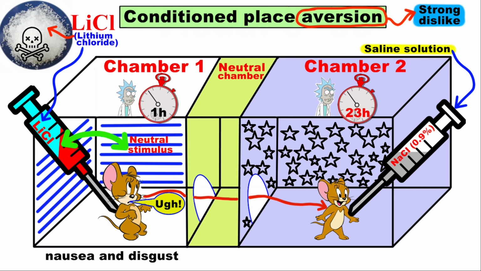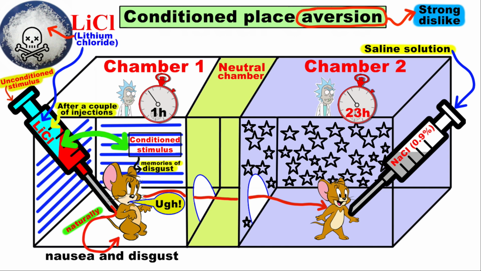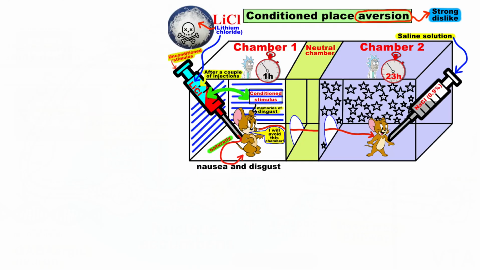Specifically, the neutral stimulus, which consists of the stripes on the wall in the first chamber, is linked to the unconditioned stimulus, which is the presence of lithium chloride that naturally induces disgust and nausea. After a couple of lithium chloride injections, the stripes on the wall will become a conditioned stimulus because they will be able, on their own, to bring back memories of disgust. That's why the animal will avoid the first chamber.